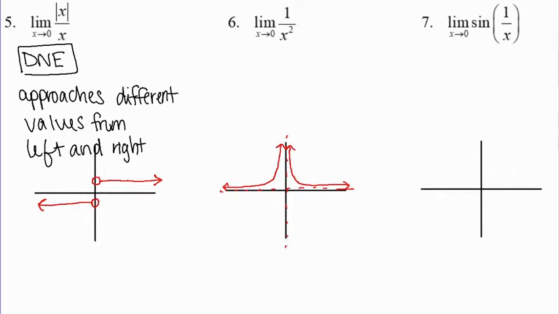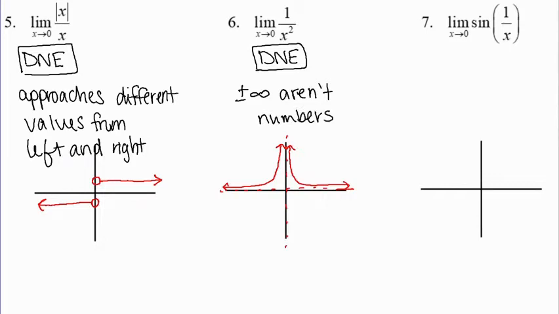Again, we are going to say that this limit does not exist, because if it approaches positive or negative infinity, those are not actual numbers. So since the graph is not approaching a specific number, the limit does not exist.